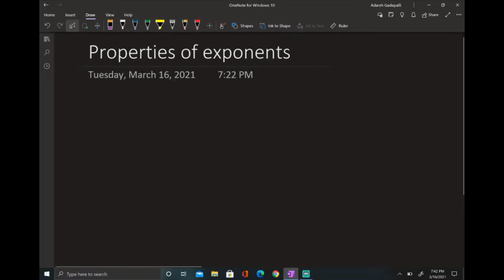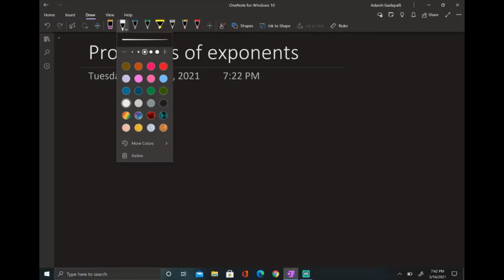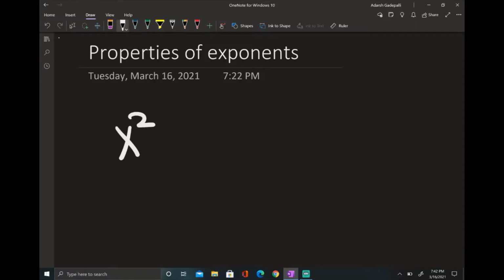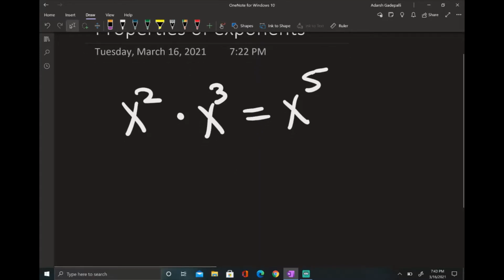When you talk about the basic properties of exponents, probably the first one you'll learn is multiplying. Let's say you have x squared times x cubed. When you multiply terms with exponents, all you have to do is add the exponents. So 2 plus 3 is 5. But you can only do this when you have like terms with the same base. We can do this because we have x and x.